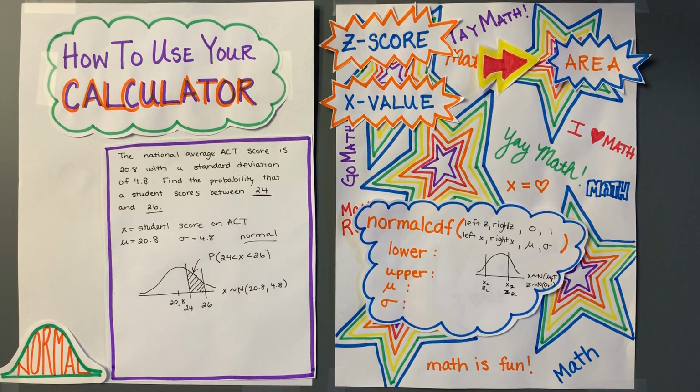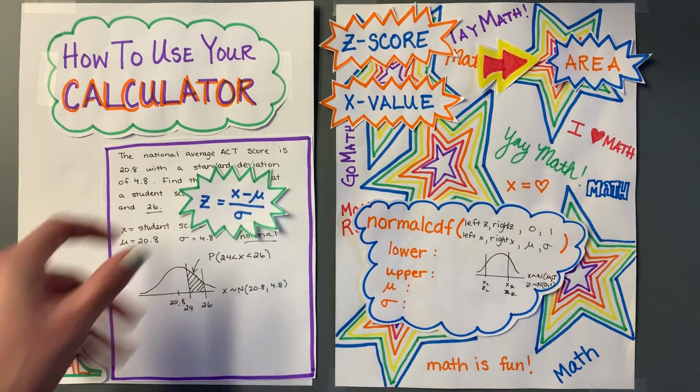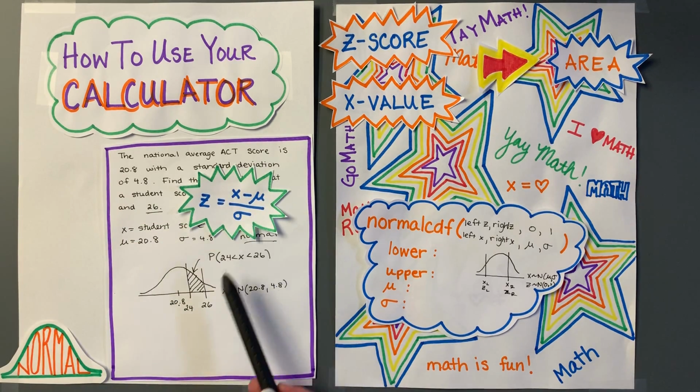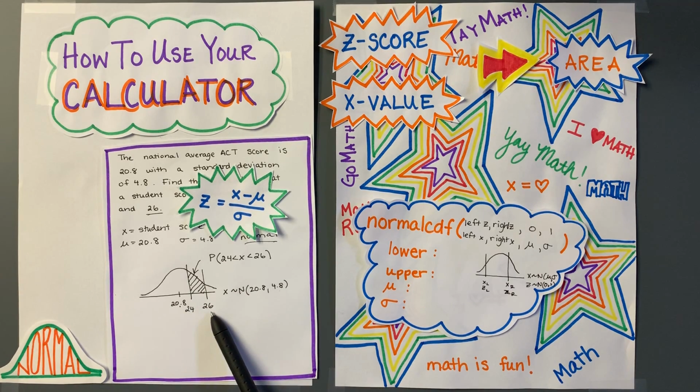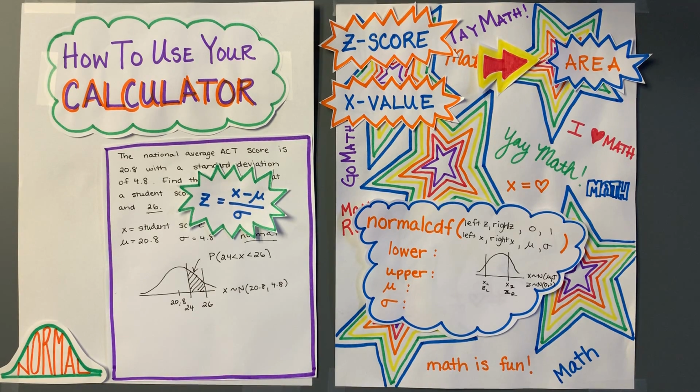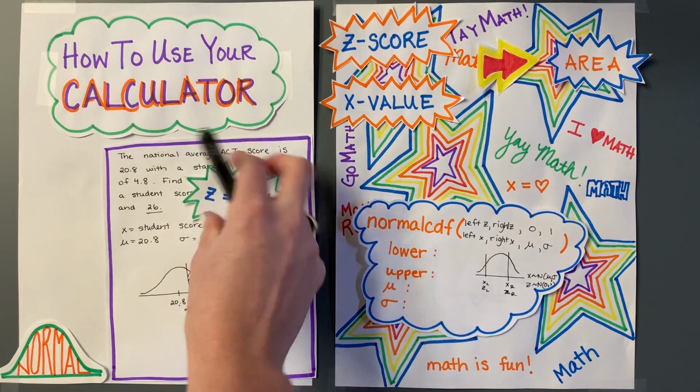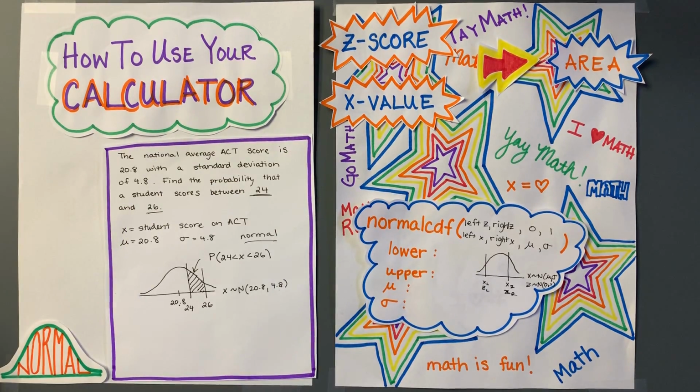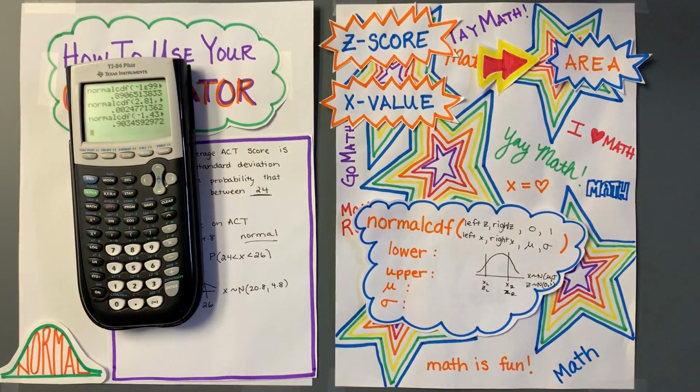Okay, now, if I were to do this using a table, I would need to convert my x's into z's. So I would need to do this calculation for 24 and for 26. Then I would need to go to my table and I would need to subtract. That sounds like a lot of work. Here's how amazing it is with your calculator.